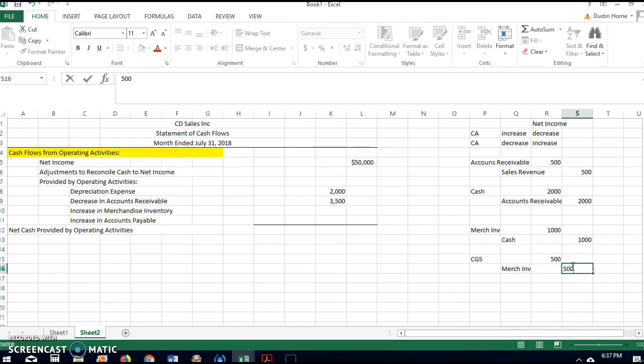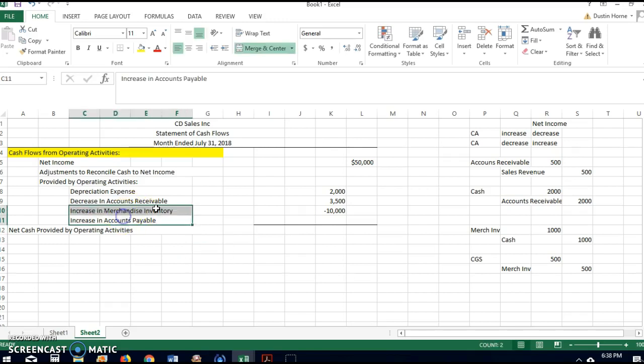So if you look at our problem, merchandise inventory went up. What that means is we had more entries like this, meaning that we ended up buying more than we actually sold. So we ended up spending more buying it than we actually sold. What happens to cash is we're spending more, so cash is going to decrease. If you look at the decrease, it is $10,000.